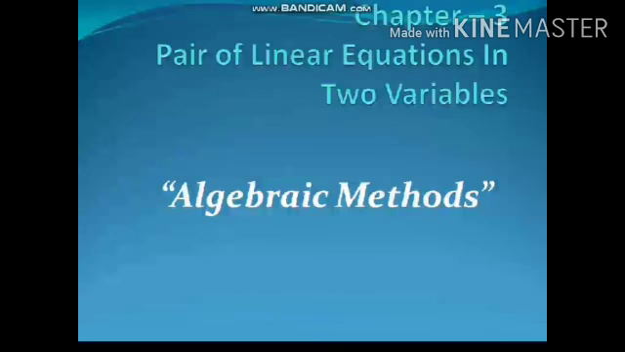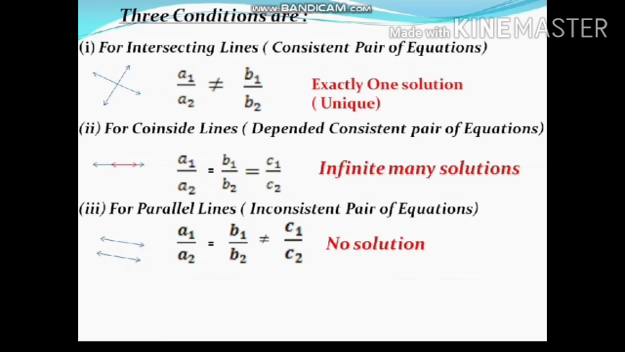Hello students, today we will learn how we can solve a pair of linear equations algebraically. Students, you have learned how to find the solutions of a pair of linear equations graphically, and we get three possible conditions. First condition, when the lines intersect each other, in that case a1 upon a2 is not equal to b1 upon b2, and we will get exactly one solution because there is only one common point for both the lines.